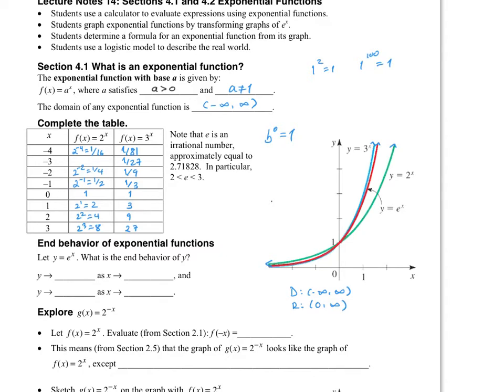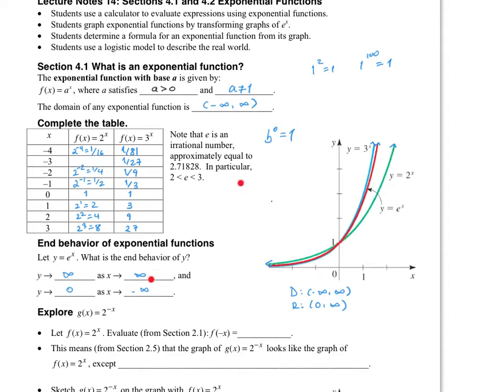So therefore, if you look at e to the x, which is the line in red here, notice that all of them go through 1, because anything to the 0 power is 1. You can see that y goes to infinity as x goes to infinity, and y goes to 0 as x goes to minus infinity, which will be this case. Okay.